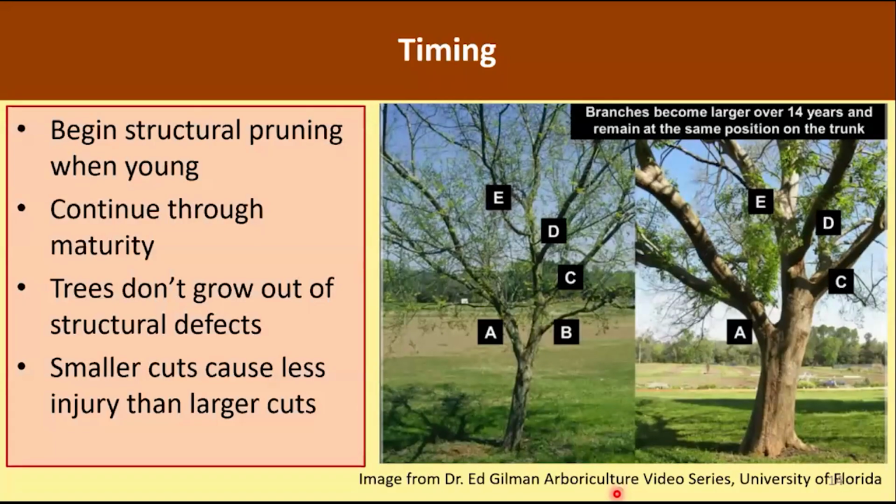So structural pruning should begin when the tree is young and continue through its life. Research showed pruning cuts cause internal injuries, and the extent of the injury is generally proportional to the size of the wound. So inspect your tree for structure every year. Look at the branch connections as we've discussed, and if you find a weak connection, fix it, because a small cut does far less damage than a large cut.